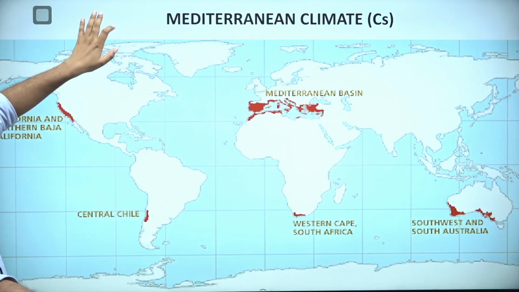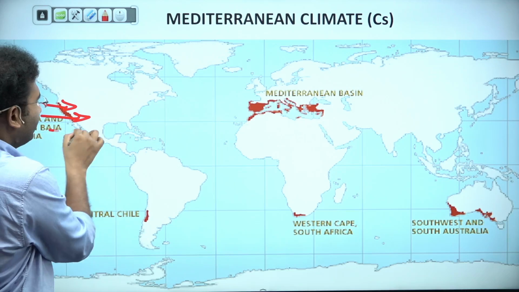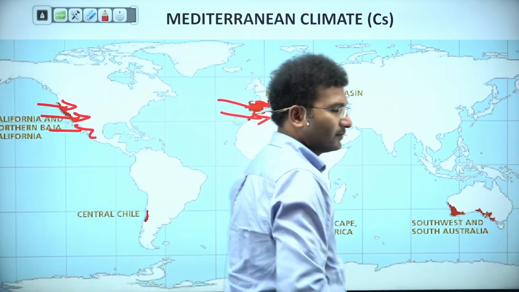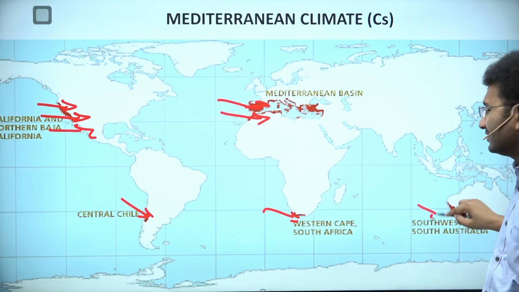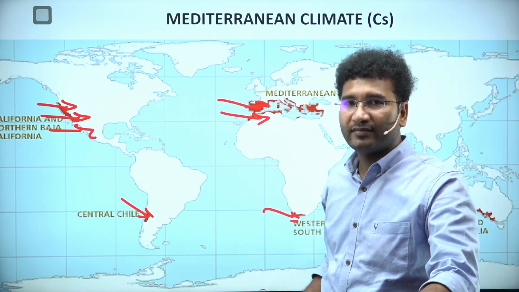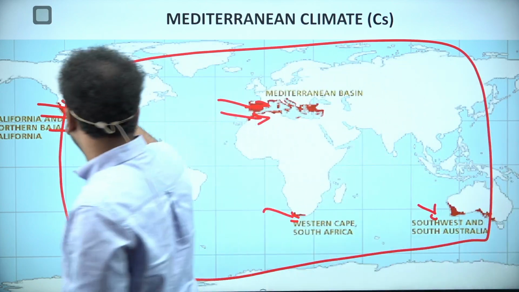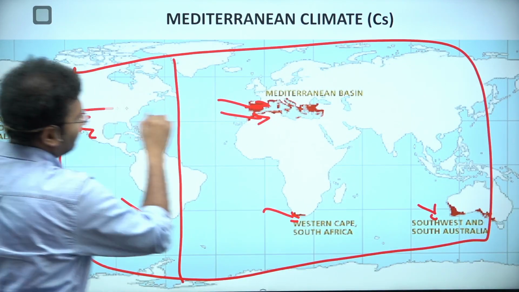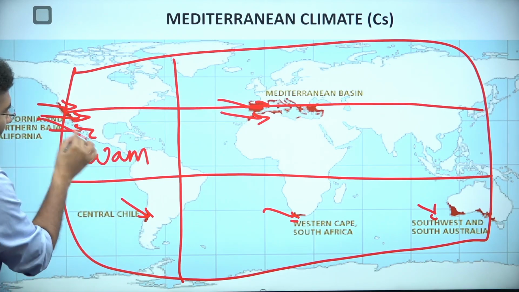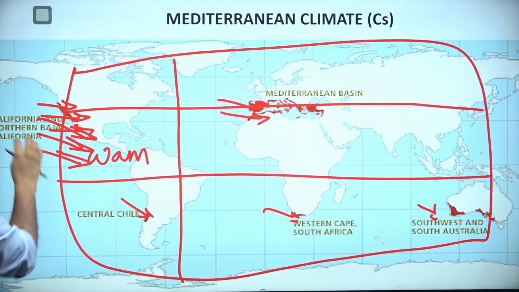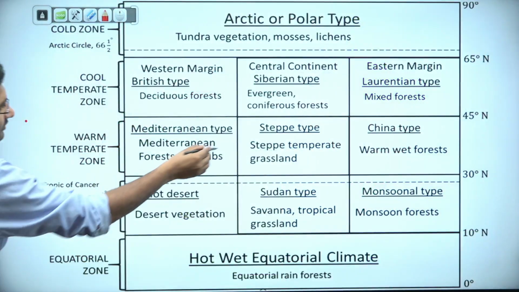Likewise, Mediterranean. I told you Mediterranean climate is found in the western margins, right? Look at this Mediterranean. On either side, in both the hemispheres, this is your Mediterranean. Where do you find this Mediterranean? In the westerly belt. If this is the world, he said this is warm temperate. This is the region where you'll find Mediterranean. Can I show it to you again? Where do you find this Mediterranean? Here, right?